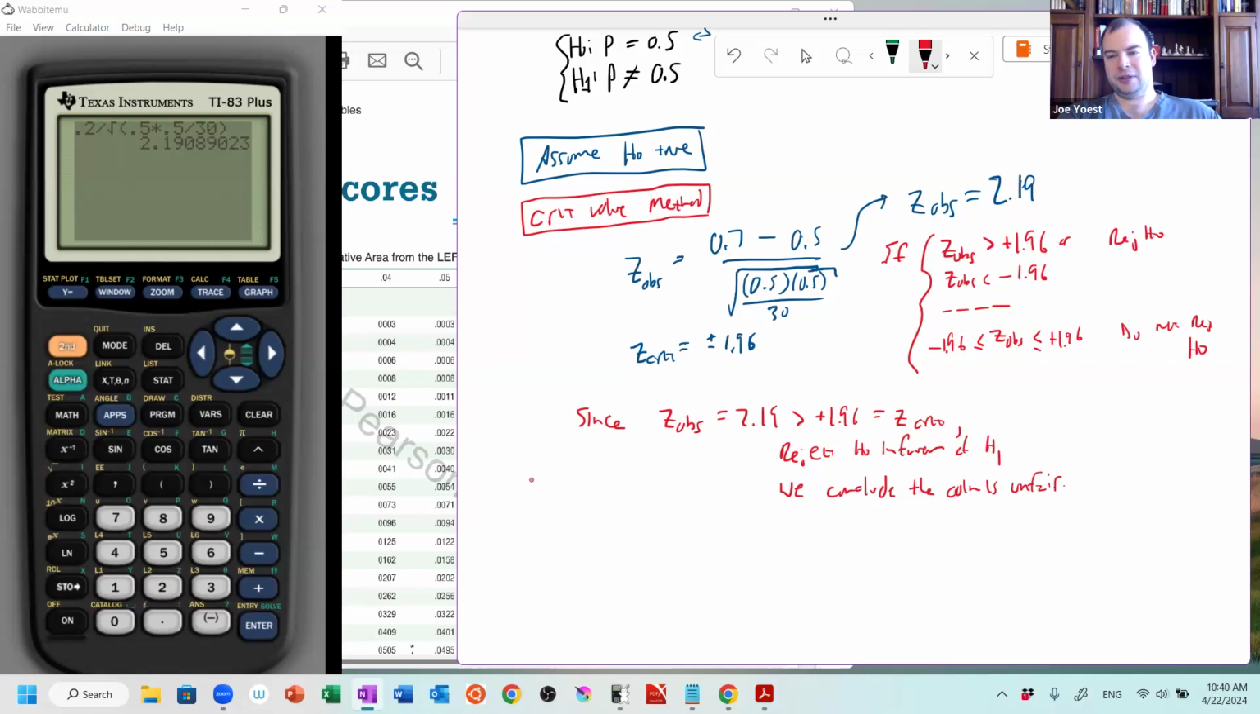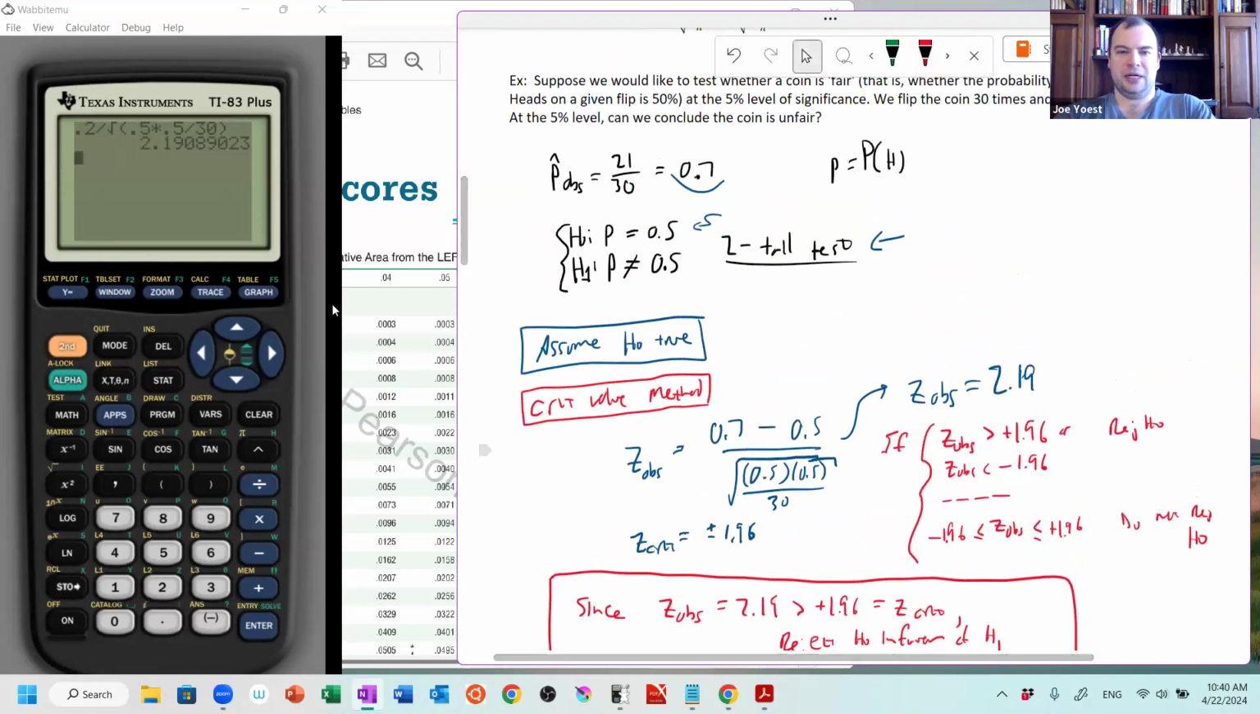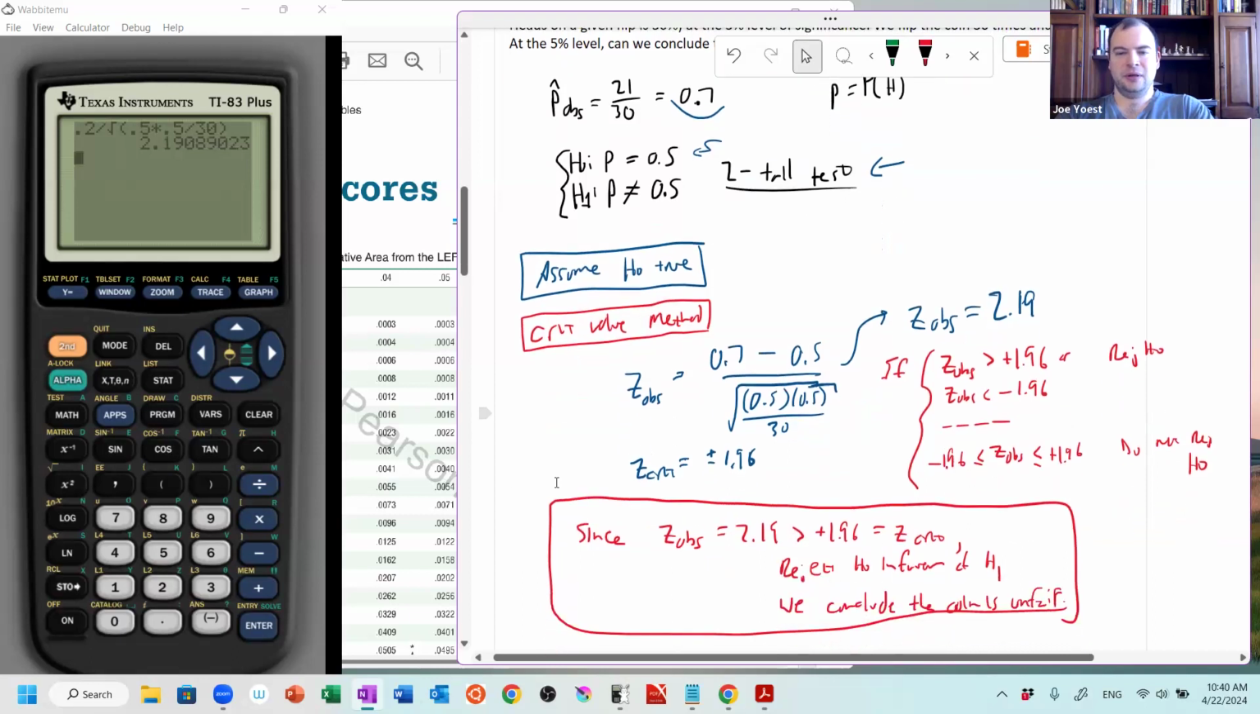Or if we wanted to say this in a little more verbose way, we might say something like this sample provides statistically significant evidence at the 5% level that the coin is unfair, something like that. We haven't proven beyond any doubt that the coin is unfair. We've provided statistical evidence that the coin is unfair.